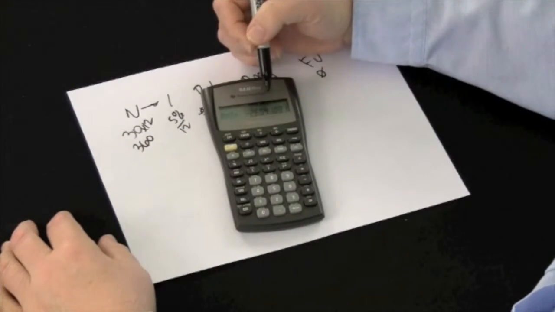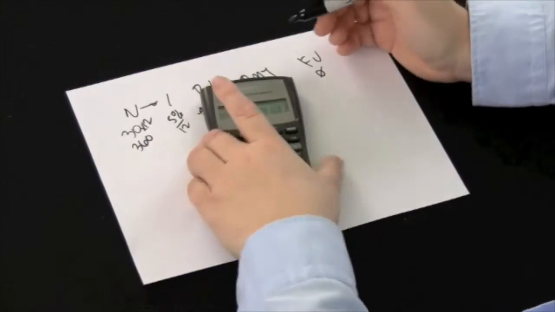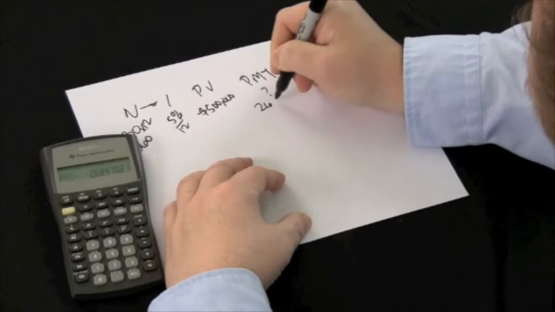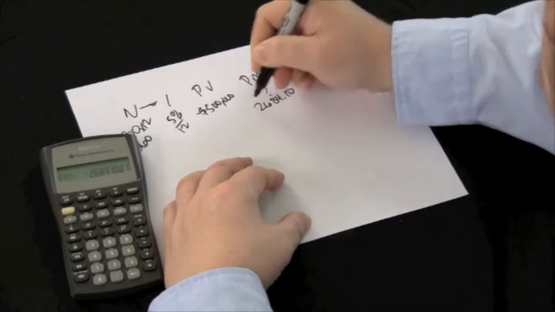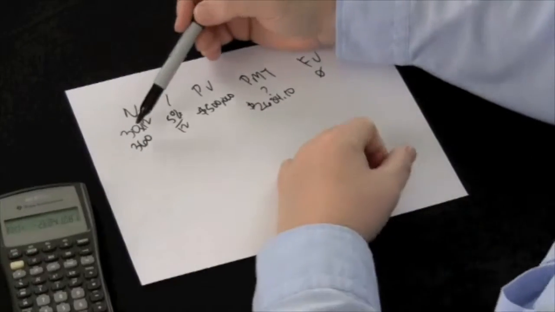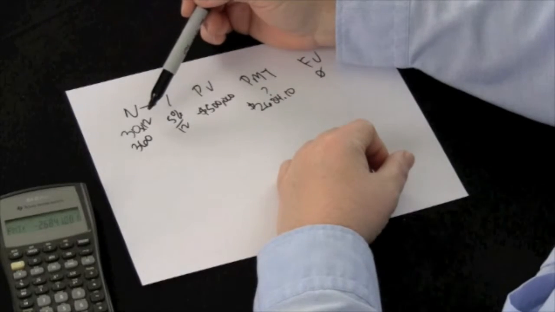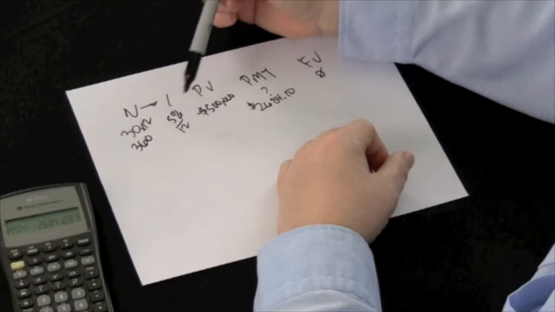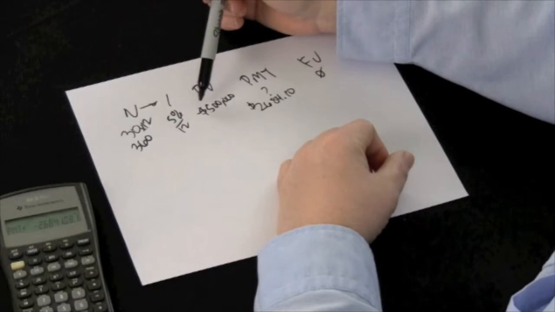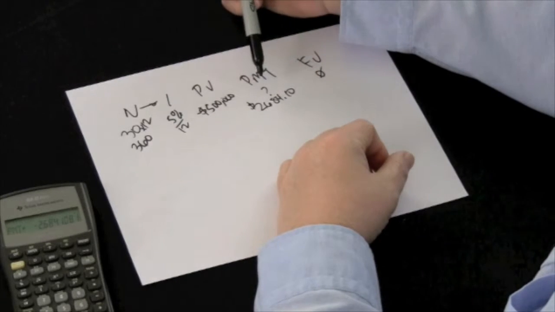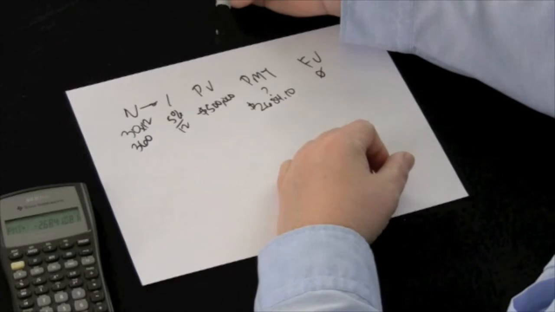Payment is $2,684.10. So what that means is a monthly payment over 30 years, 360 payments at 5% annual interest, we could pay off a $500,000 mortgage, paying it off at $2,684.10 per month.